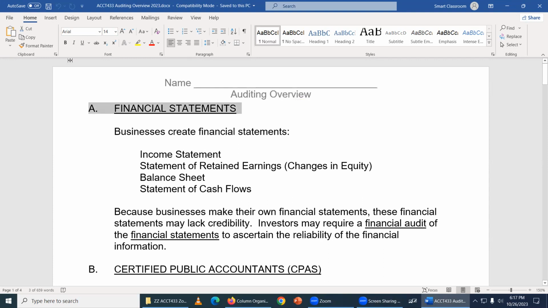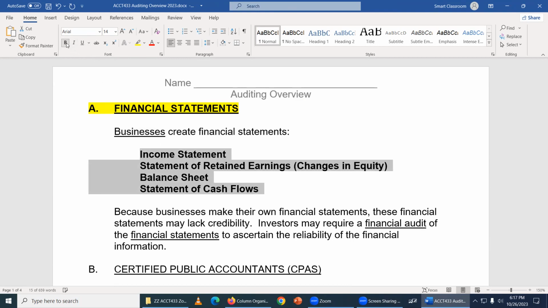So financial statements. The business creates their own financial statements. And these are the 4 financial statements that most of them will have. So income statement, sometimes called profit or loss statement. They'll have a statement of retained earnings, sometimes called change. Sometimes there'll be a changes in equity, which is a little bit more involved. Balance sheet, this is sometimes called a statement of position, and statement of cash flow. So these are the 4.